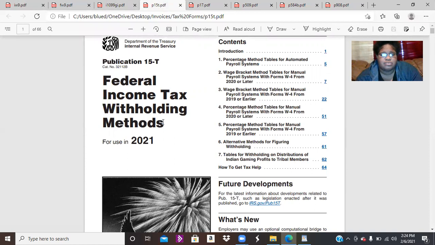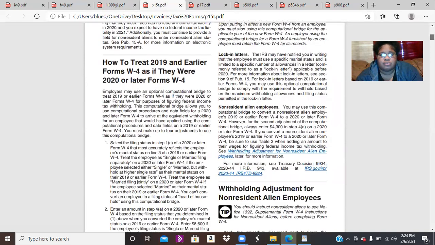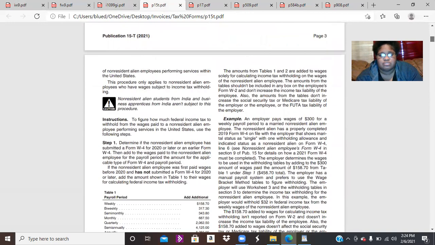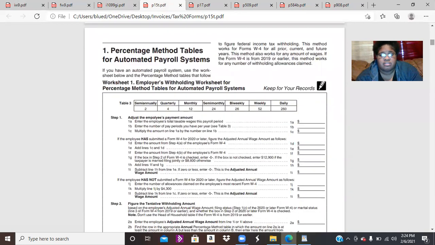All right, this is the federal income tax withholding methods: percentage method tables for automated payroll systems, wage bracket method tables for manual payroll systems with forms W-4 from 2020 or later, wage bracket method tables for manual payroll systems with forms W-4 from 2019 or earlier, and percentage method tables for manual payroll systems with forms W-4 from 2020. This is basically for all people that work for themselves. This is not for our W-2 individuals. These are W-4s, W-9s, and 1099 individuals is what all this information is for. So you have the percentage method tables for automatic payroll systems. You go in here and fill in the amounts: semi-annually, quarterly, monthly, semi-monthly, bi-weekly, weekly, or daily.